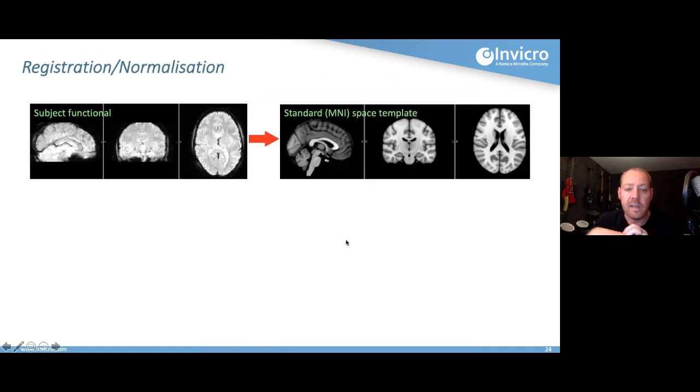And how it works is this. So you've got your functional images from your subject, and you've got your template brain.